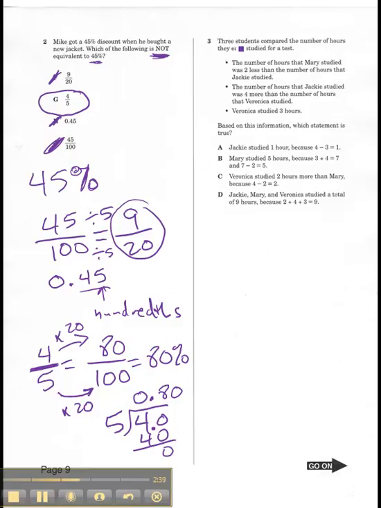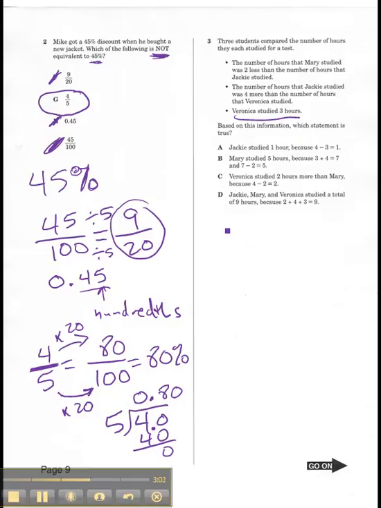Problem 3 says 3 students compared the number of hours they each studied for a test. The number of hours that Mary studied was 2 less than the number of hours that Jackie studied. The number of hours that Jackie studied was 4 more than the number of hours that Veronica studied, and Veronica studied 3 hours. So we know Veronica studied 3 hours, and based on this information, which statement is true?